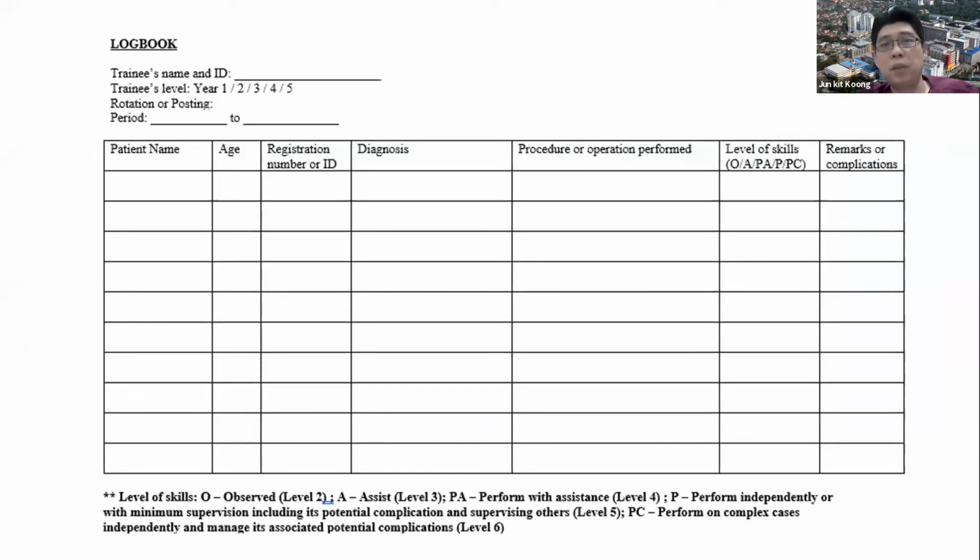This is the example of your logbook. You're supposed to have your trainee's name there, your ID, your year or level, your rotation, which is the period of your rotation. For example, if you were in HPB, it's between what week, what day to what day. You need to put the patient's name, age, registration number, diagnosis, the procedure, and also the level of skills which you are involved in.